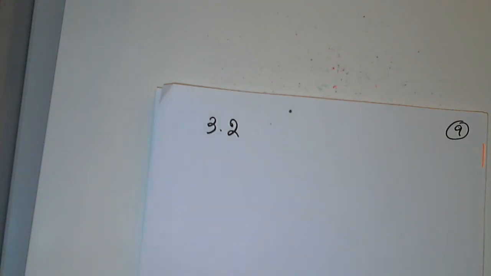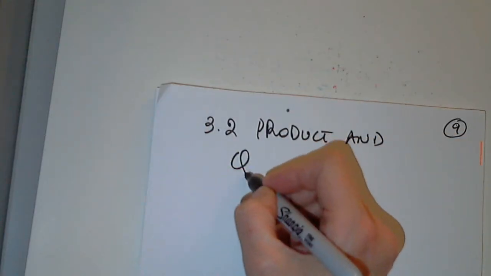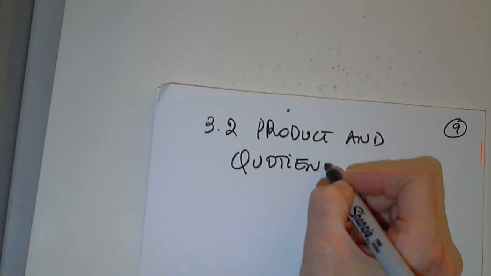Okay, so section 3.2. Product and quotient rules.